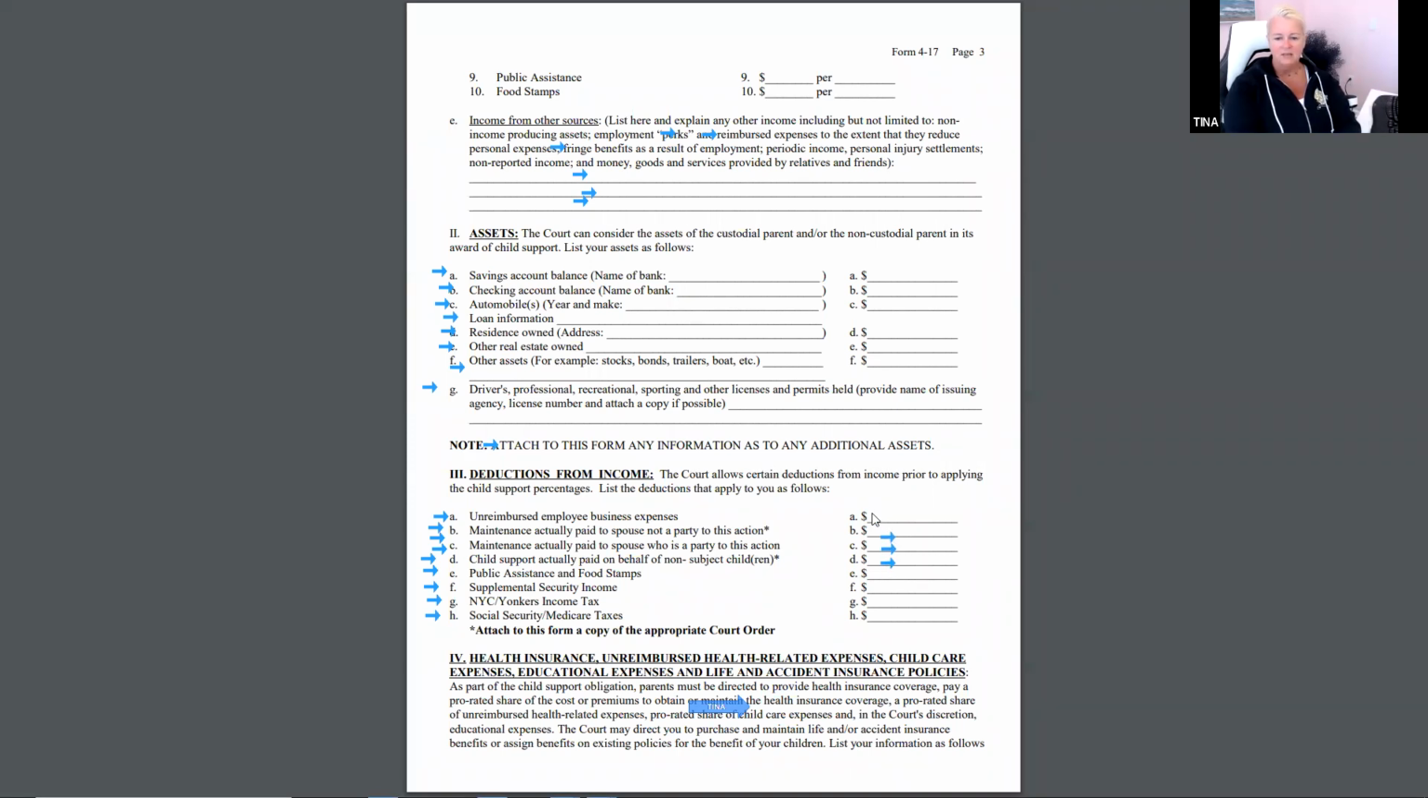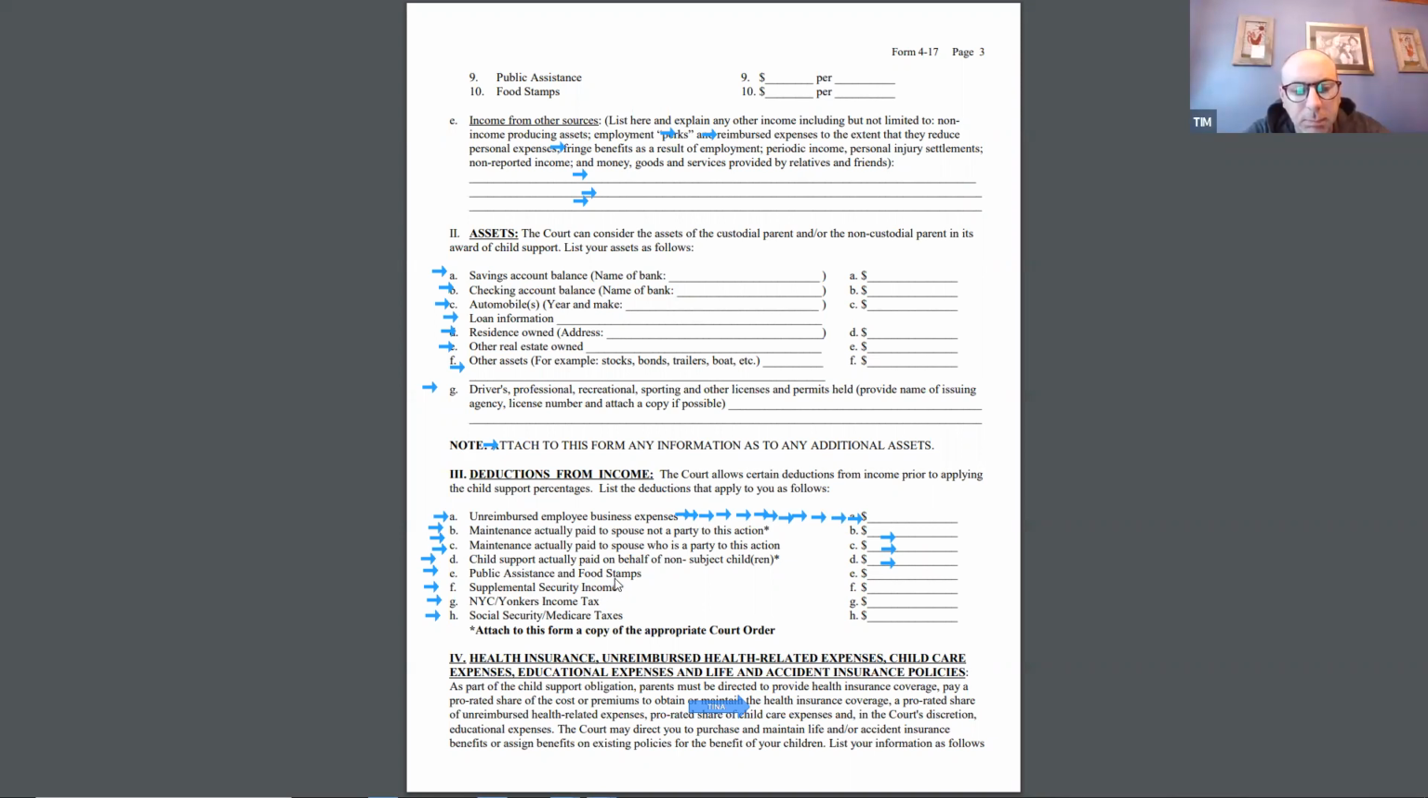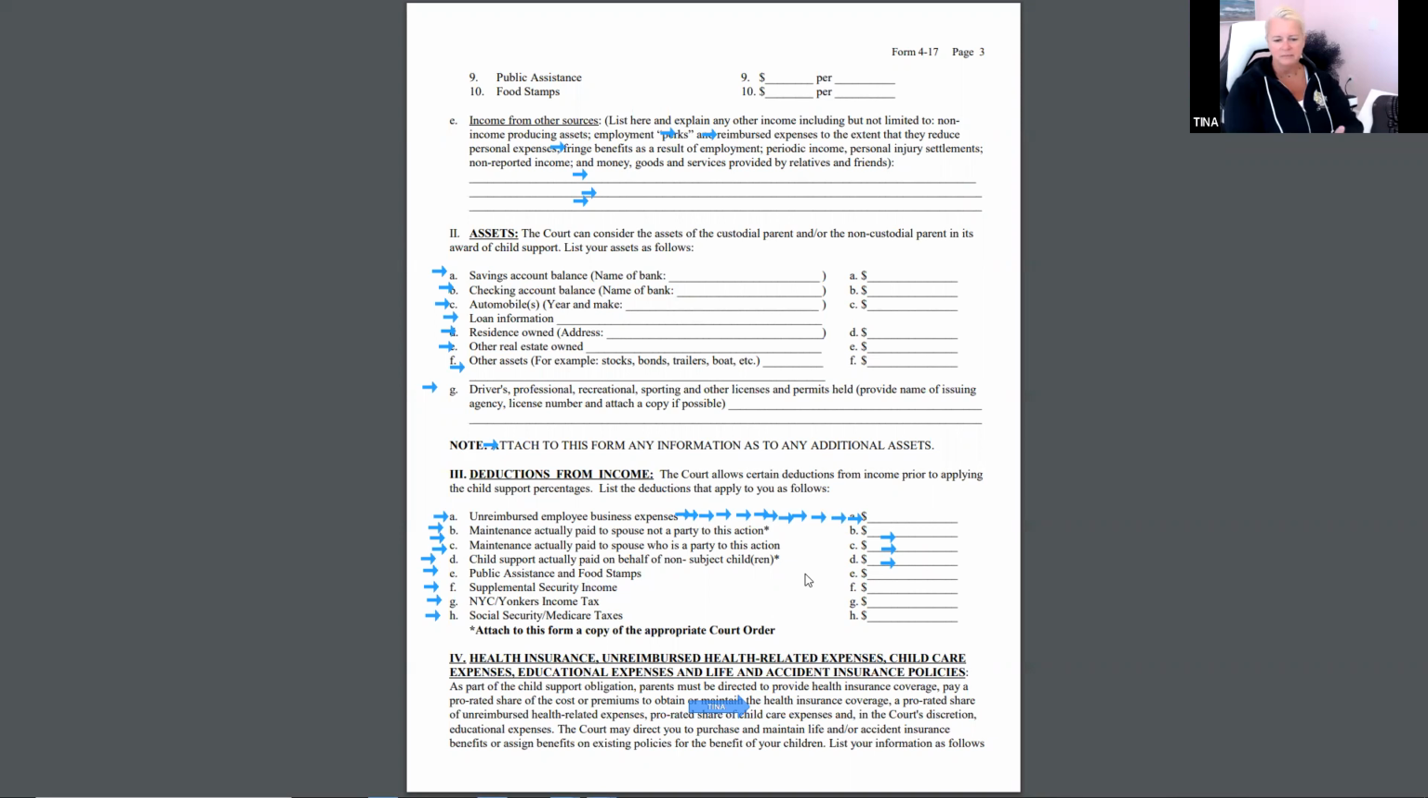Okay. And for unreimbursed expenses, the court's going to want an explanation. Like if you need to have work boots, or you're a police officer and they don't reimburse you for the uniform, what's the annual expense? I'm sure you know the answer, right? I never understood deducting public assistance and food stamps, Social Security income, Social Security and Medicare taxes. That's all in your pay stub. So look, now they added, attached to this form, a copy of the appropriate court order. That's just to show proof that you're paying spousal maintenance and child support, right?